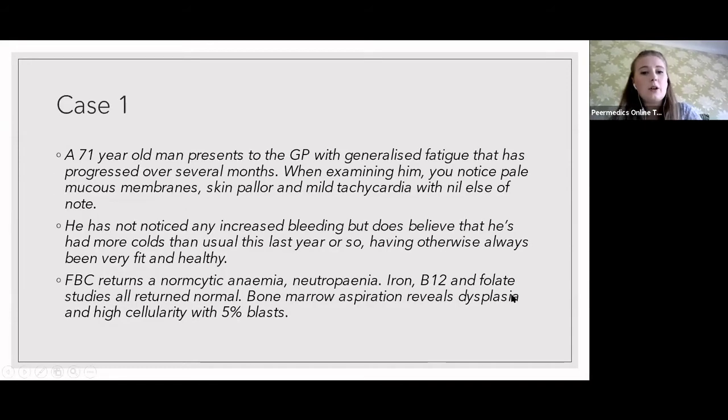There we go. So first case, we've got a 71-year-old man who presents to the GP with generalised fatigue that's progressed over several months. When you examine him, you notice pale mucous membranes, skin pallor, and mild tachycardia with nothing else of note. He has not noticed any increased bleeding, but he does believe that he's had more colds than usual this last year or so, having otherwise always been fit and healthy. You send off for a full blood count, and it returns with normocytic anemia and neutropenia. Iron, B12 and folate studies all return normal. His bone marrow aspiration reveals dysplasia with high cellularity and about 5% blasts.